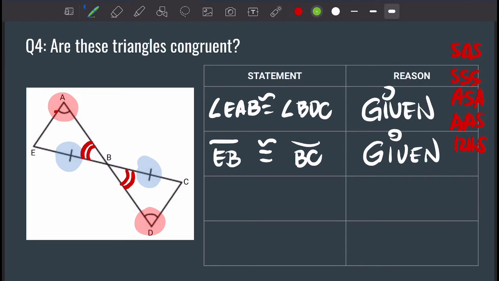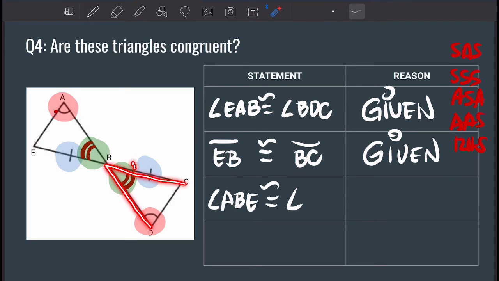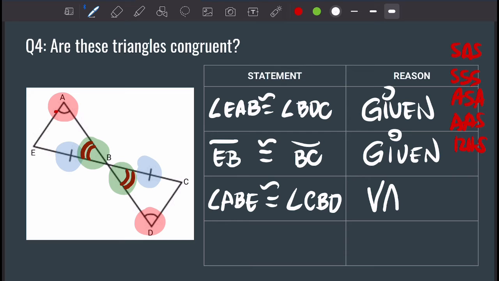Why are these two congruent? Because angle ABE, again, B is the middle because that's where the angle is formed, is congruent to angle CBD. That's where the two lines meet. And the reason is, remember, transversals: they are vertical angles. And we know vertical angles are equal.